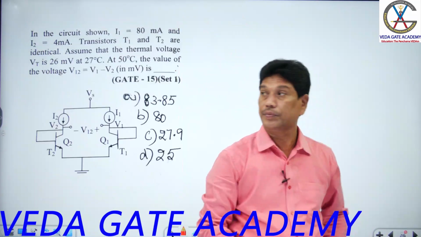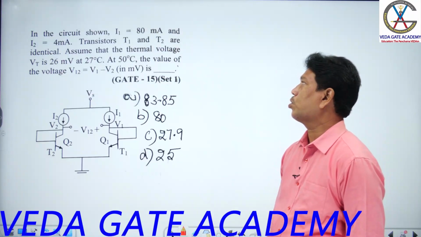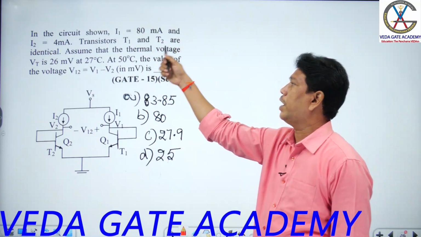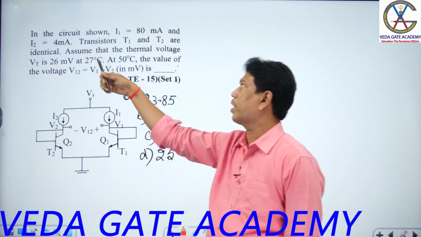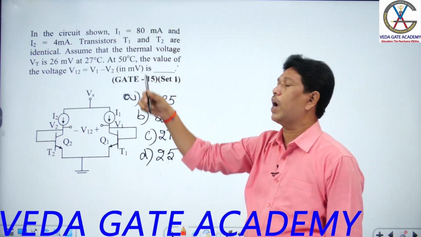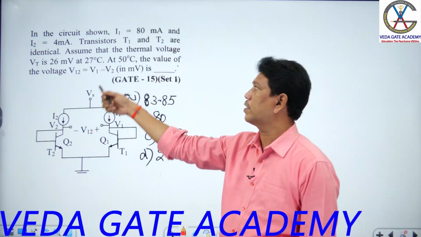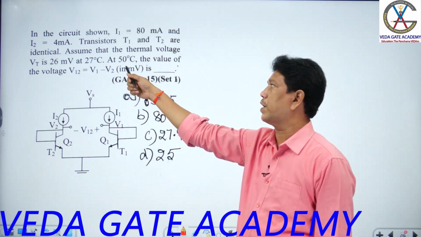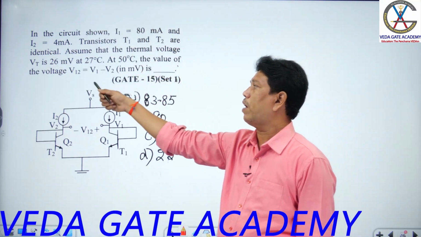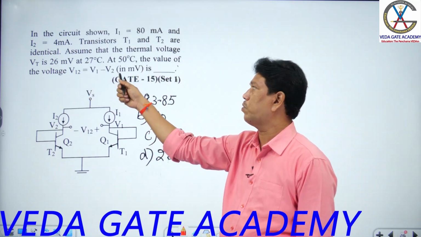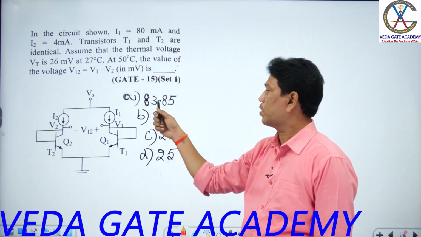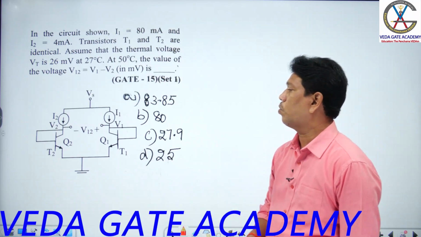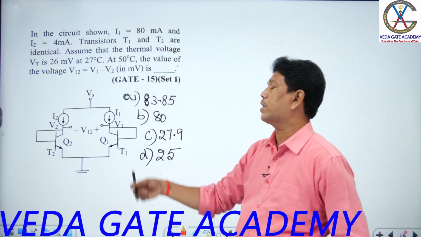Okay. Next one, students. In the circuit shown, I1 equal to 80 milliampere, and I2 equal to 4 milliampere. The transistors T1 and T2 are identical. Assume that the thermal voltage Vt equal to 26 millivolt at 27 degrees centigrade. At 50 degrees centigrade, the value of the voltage V12 equal to V1 minus V2 in millivolt is, options given: 83.85, 80, 27.9, 25. So what is the value of V1 minus V2 being asked, sir?